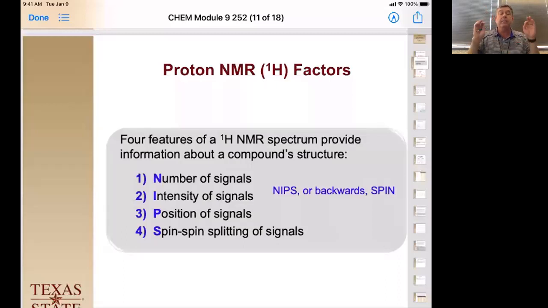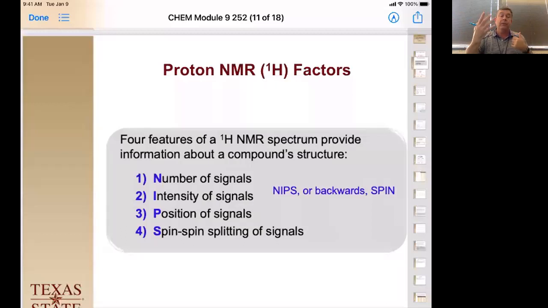Then the position of the signals, where they shift up and down on that x-axis. That's the shift or position of signals. And then the last thing is what we call spin-spin coupling or spin-spin splitting. What we're going to see is if you have hydrogens nearby, they're going to split your signal, and the number of times it splits tells you how many hydrogens are nearby. So that's going to help you think, oh, I have exactly this many hydrogens here, and exactly this many hydrogens here. So it helps elucidate your compound.